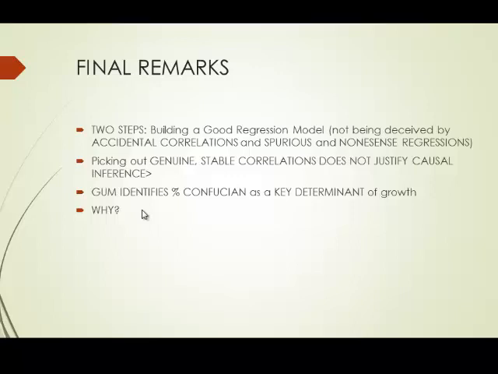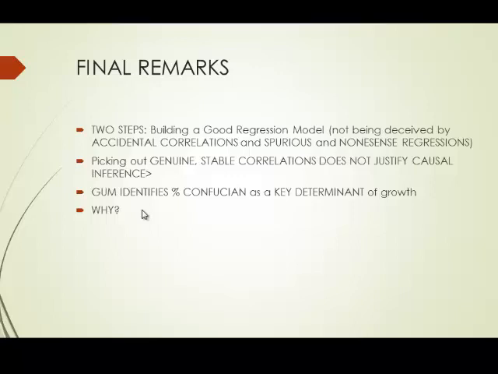So some final remarks. As I said, this is currently the state of the art in terms of choosing variables. There are many complications that I have omitted in order to focus on just one idea, how to get the right regressors. But still, there are some very important things that I need to cover to wrap this up. So actually there are two steps to building a good regression model.